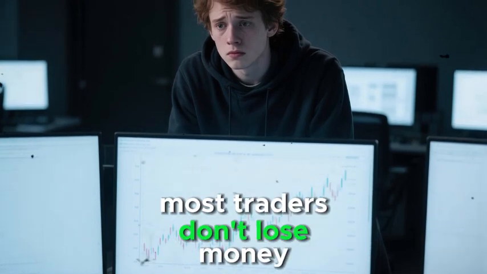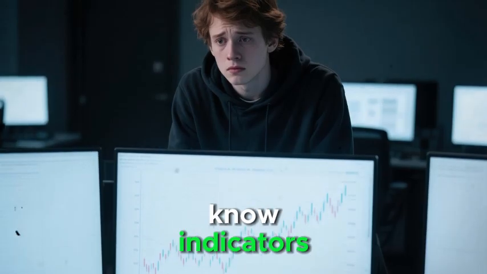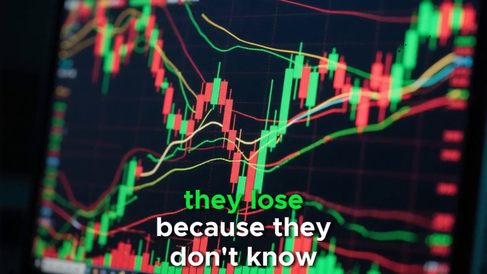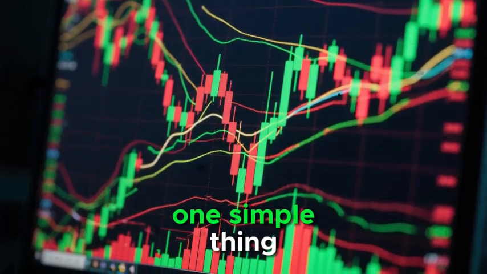Most traders don't lose money because they don't know entries. They don't lose because they don't know indicators. And they don't lose because the market is complicated. They lose because they don't know one simple thing.